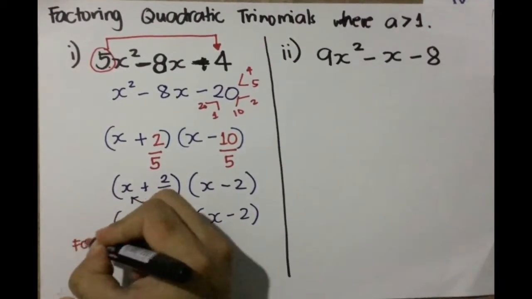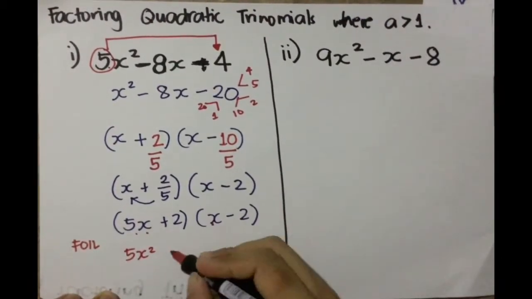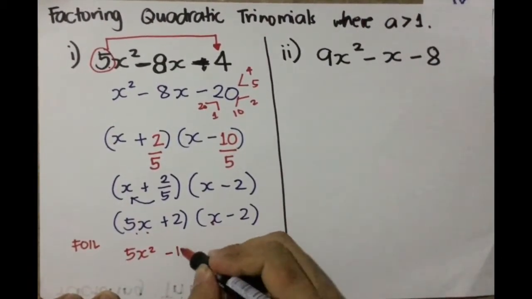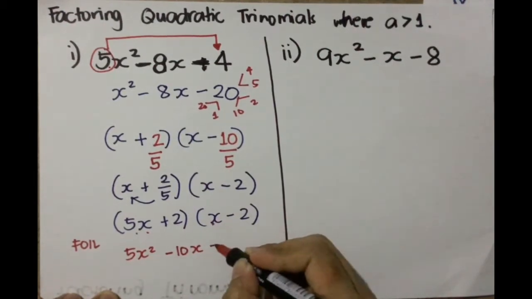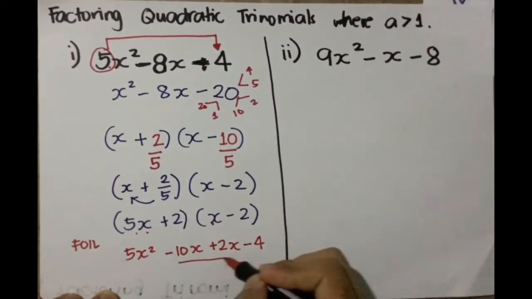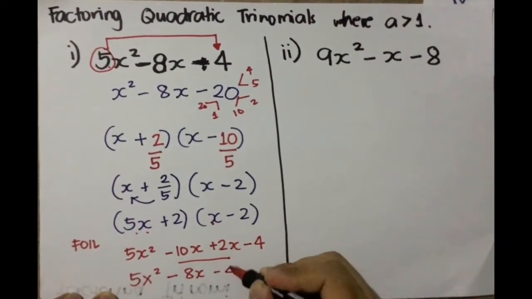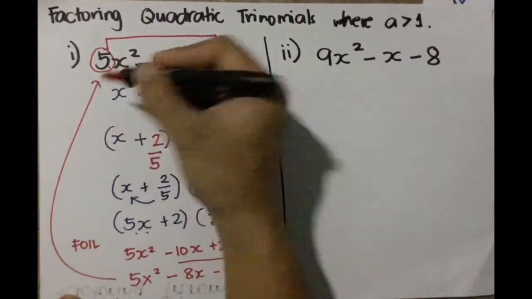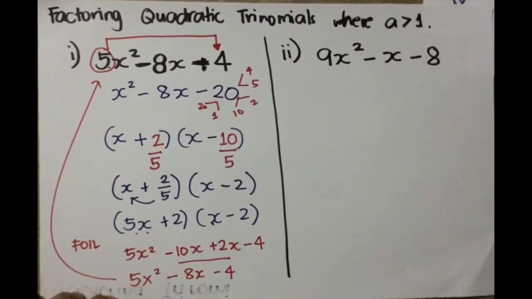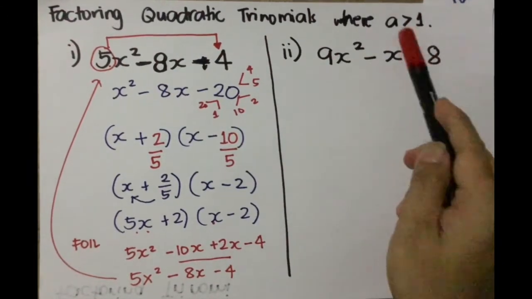Use the FOIL method. So 5 times x is 5x squared. 5x times negative 2 is negative 10x. 2 times x is positive 2x. 2 times negative 2 is negative 4. Then combine similar terms. 5x squared minus 8x minus 4. You actually go back to the original expression. And that's the trick in factoring quadratic trinomials where a is greater than 1.